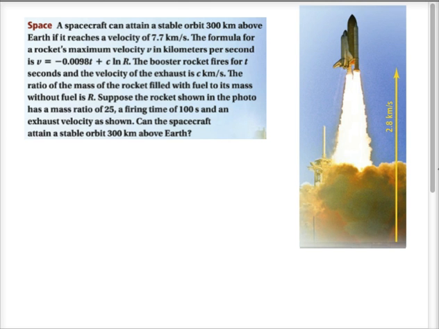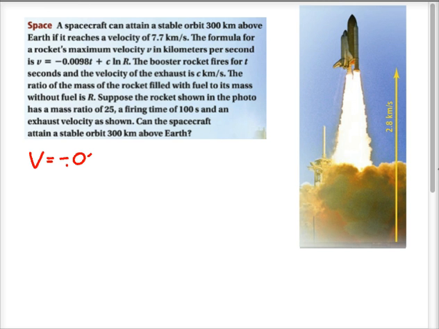The ratio of the mass of the rocket filled with fuel to its mass without fuel is r. Suppose a rocket shown in the photo has a mass ratio of 25, a firing time of 100 seconds, and an exhaust velocity as shown. Can the spacecraft attain a stable orbit 300 kilometers above Earth? All right, so the first thing is we need to plug everything in. So let's plug in all of our information so we can find the velocity.